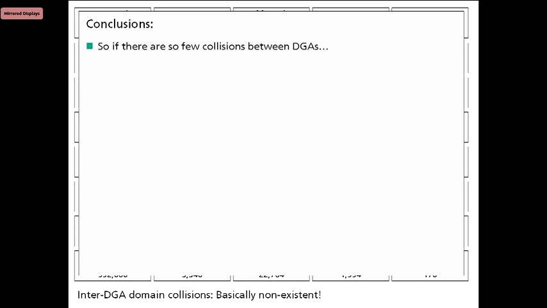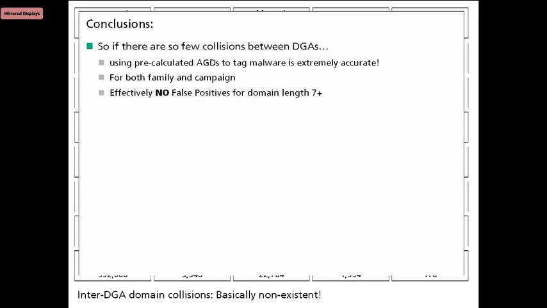Okay, so if there are so few collisions in there, that means that if we pre-calculate this whole set of AGDs, it can be used very well to tag malware with regard to the family and campaigns. And this is what, after we got into cooperation with Shadowserver, is now happening in the backend as well. So they are using our database to pre-tag malware, as some of the AVs also started doing. And effectively, that also means that you will not have any false positives with domain length 7 and longer.